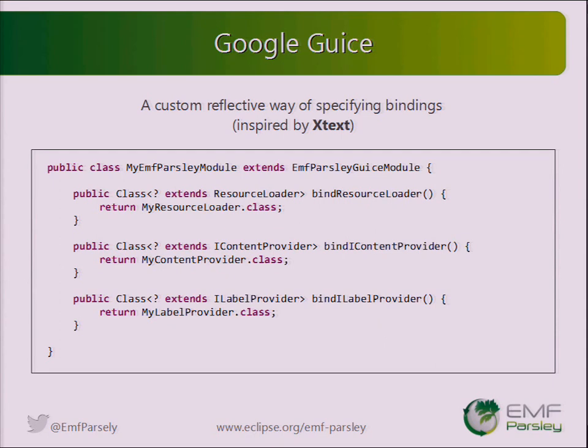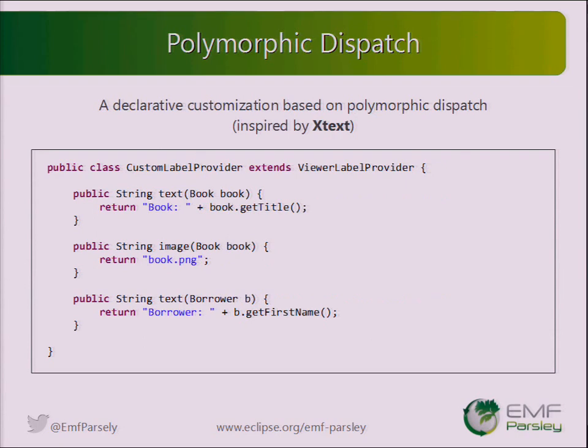So just a few words. We took much inspiration from Xtext. We reused the same reflective API for Google Guice. So for specifying Guice bindings, you can write the bind methods. If you already know Xtext, that's basically the same mechanism. And we borrow from Xtext also the polymorphic dispatch mechanisms. So what you can do, you can write methods specifying the type of the object that you want to customize. No casts, no instanceofs, and the framework will select the right method at runtime. Okay?